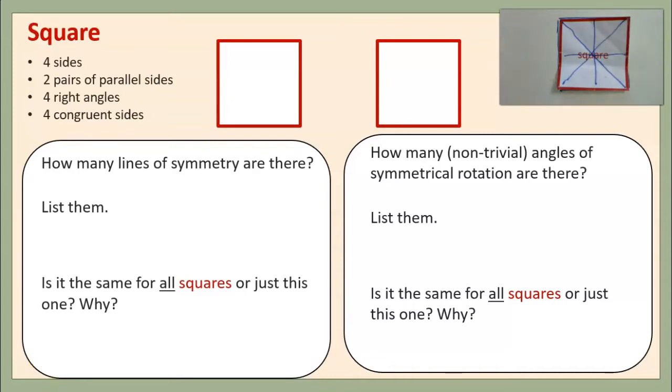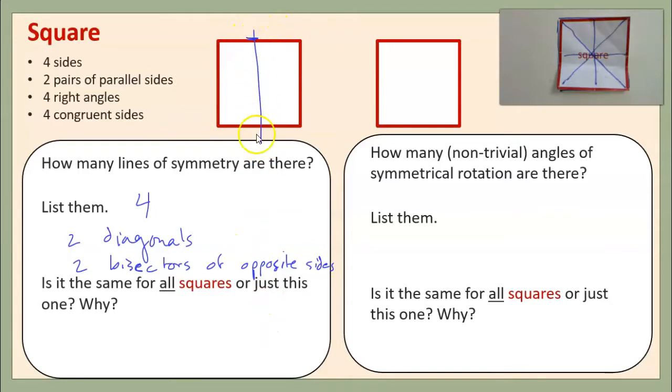So if we're going to list our lines of symmetry now, we said there are 4. So there are 4, and they were 2 diagonals, and then 2 bisectors, bisectors of opposite sides. That meant we cut them down the middle. This is a bisector, this is a bisector. And over here, this is a bisector, and this is a bisector.